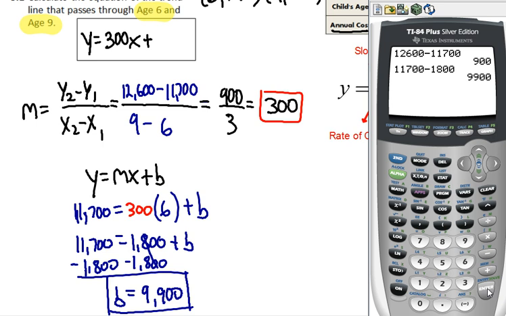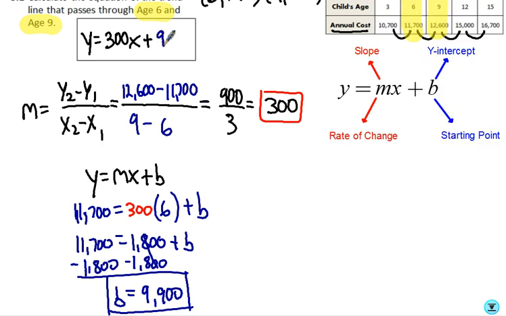So I want to put all that together. Let me erase that. 9,900. So again, we want to interpret this in context. So what this is saying is that in that first year of life, the baby's going to cost you 9,900, or at least according to these numbers. In that first year of life, the baby's going to cost you 9,900 plus $300 each year, right?